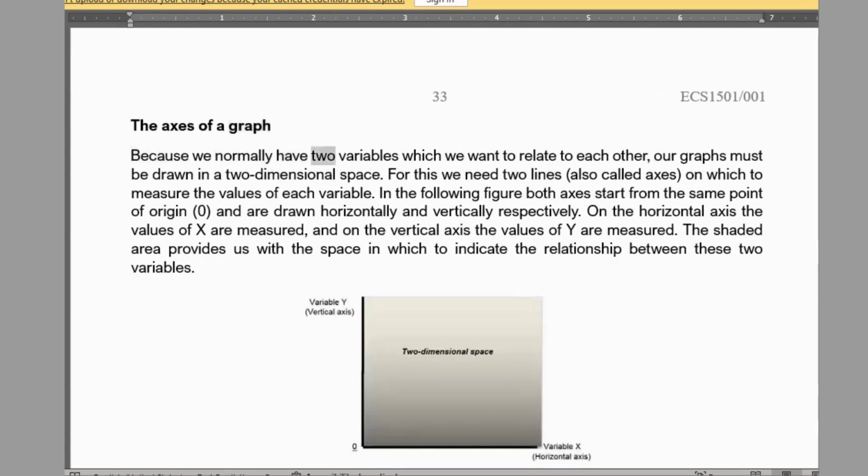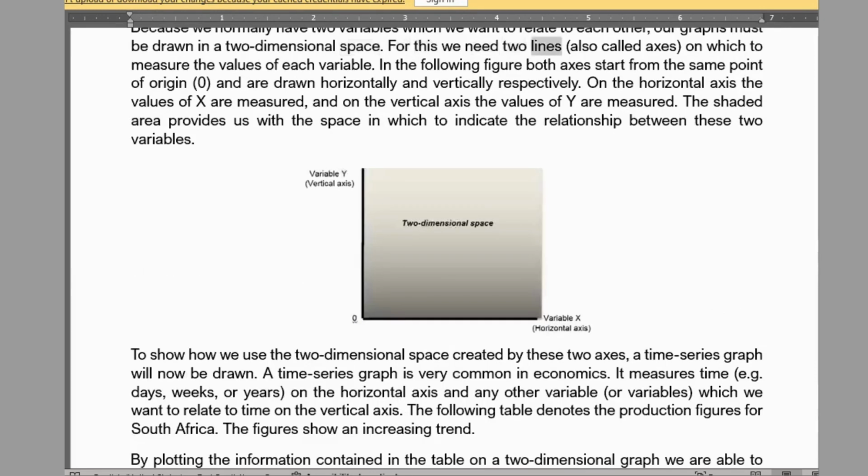Because we normally have two variables which we want to relate to each other, our graphs must be drawn in a two-dimensional space. For this we need two lines, also called axes, on which to measure the values of each variable. In the following figure, both axes start from the same point of origin, 0, and are drawn horizontally and vertically respectively. On the horizontal axis the values of x are measured, and on the vertical axis the values of y are measured. The shaded area provides us with the space in which to indicate the relationship between these two variables.